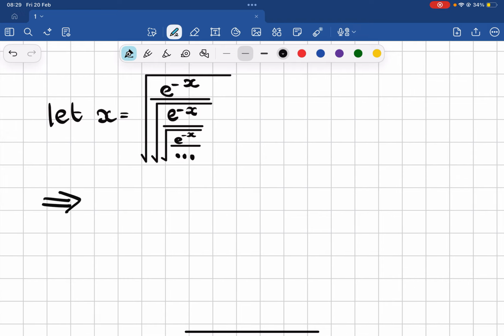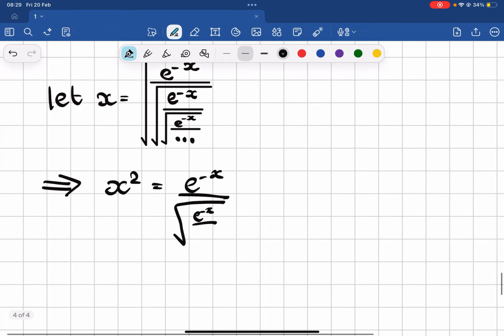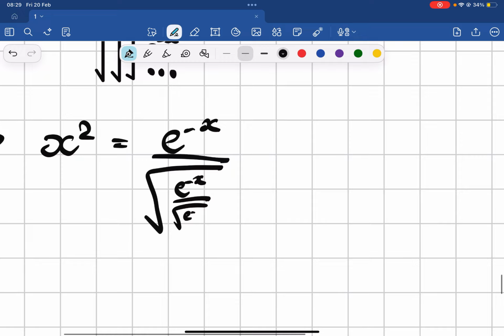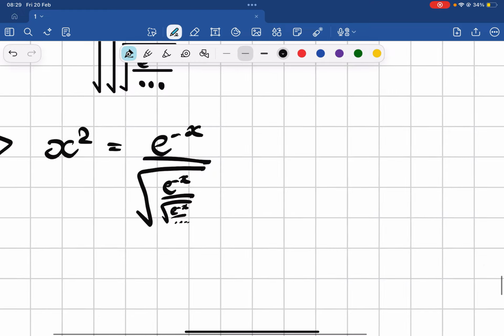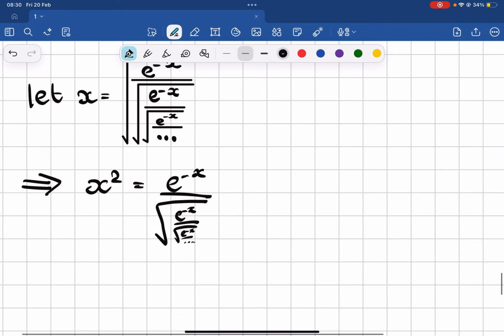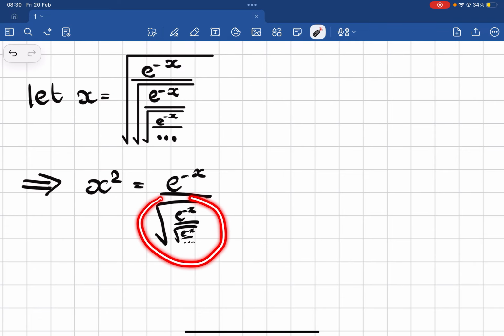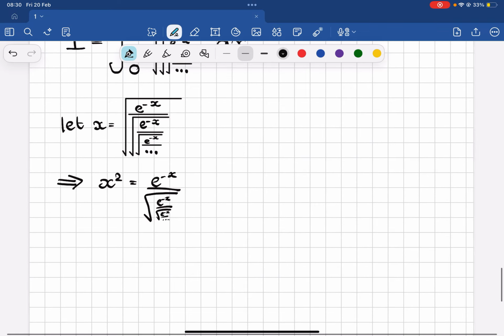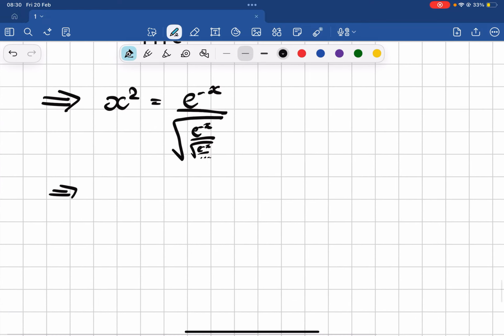my next line of work can be I'd square everything, so x squared equals e to the minus x over root e to the minus x over root e to the minus x, and so on and so forth. And what you notice here is that we've got x again as our denominator, so we can just simply call this x. X squared equals e to the minus x over x.